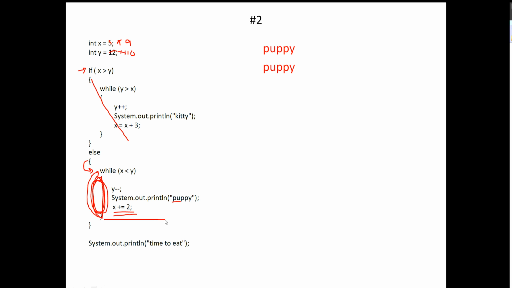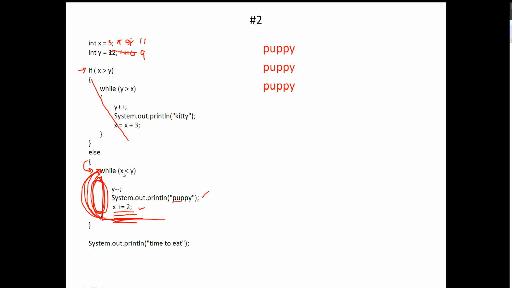So we're right here, and we go back to while because we're done with the loop. 9 is still less than 10, and so we decrement y and we get 9. Then we print puppy right here. Then we go here and add 2 to x and get 11. Then we're done with this while loop right here, and so we go back to while.